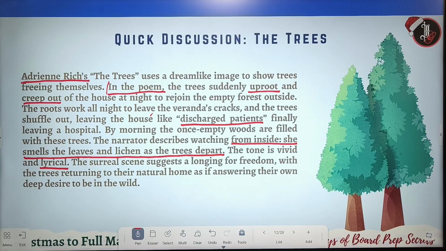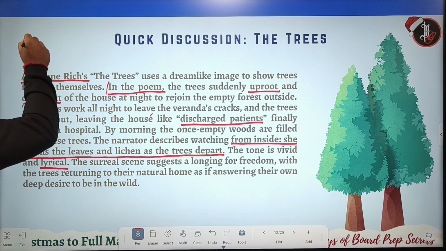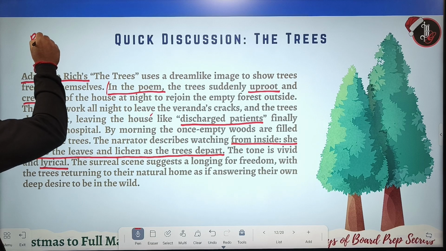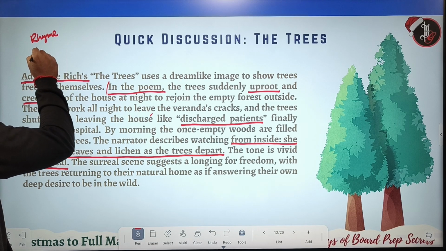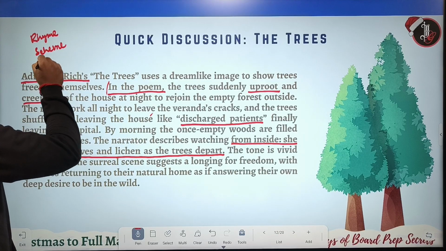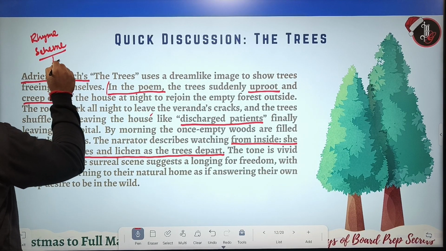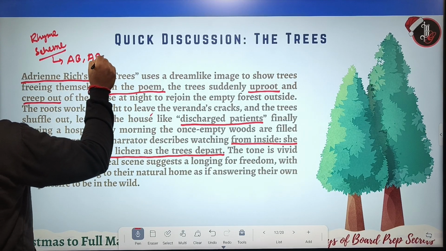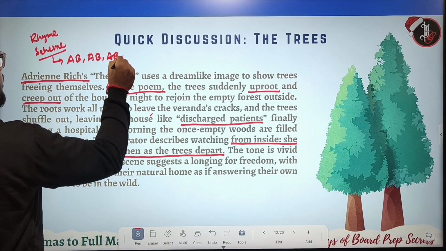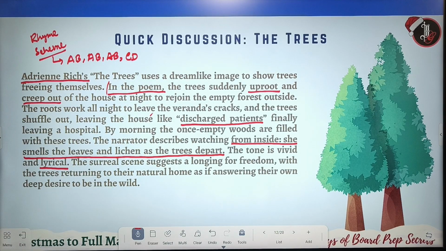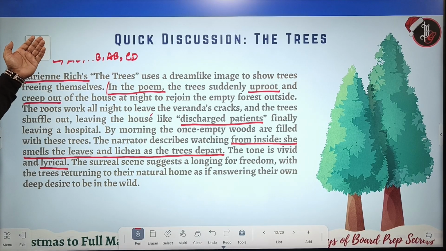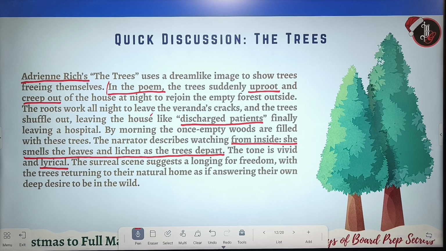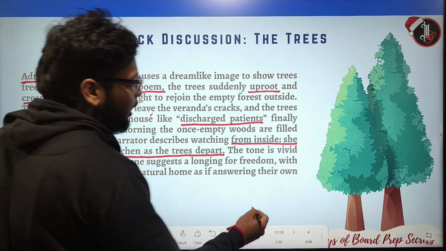A lyrical poem basically is like, say for example, we have rhymes, a rhyme scheme of, say, A B A B A B and then a C and a D. So this is how a lyrical poem or a rhyme scheme looks. I hope it's clear. We'll take care of it. So this is a lyrical poem and it has a vivid tone.